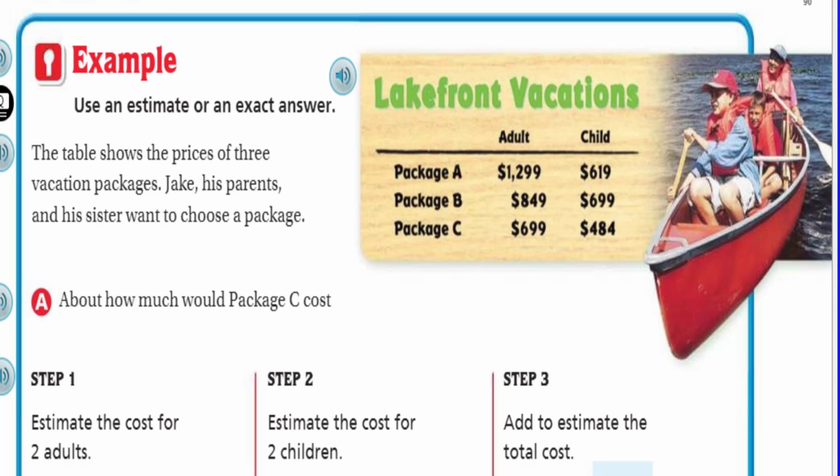Okay. Now A says about how much would package C cost? About. See, that word about is key. I mean, when I say key, I mean it's important. A keyword letting us know that we're going to be looking for an estimate. Okay? So we're going to estimate. And so let's take a look at step 1.